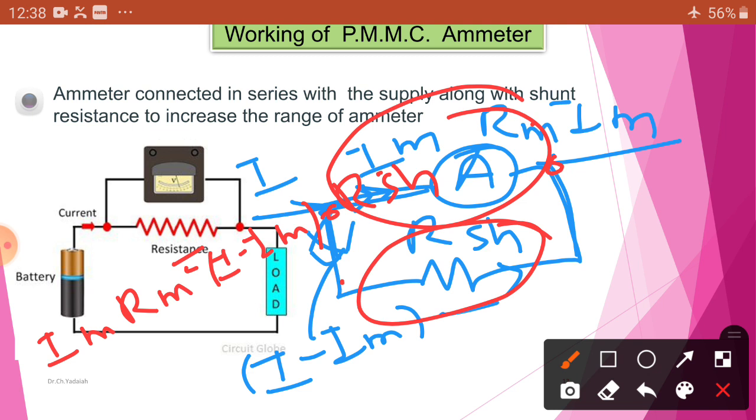Now I want to know what the RSH is. So this comes to I minus Im equal to RSH. Let us simplify this one. So this resistance is equal to, so we are going to get it. Okay, then simplify this one.